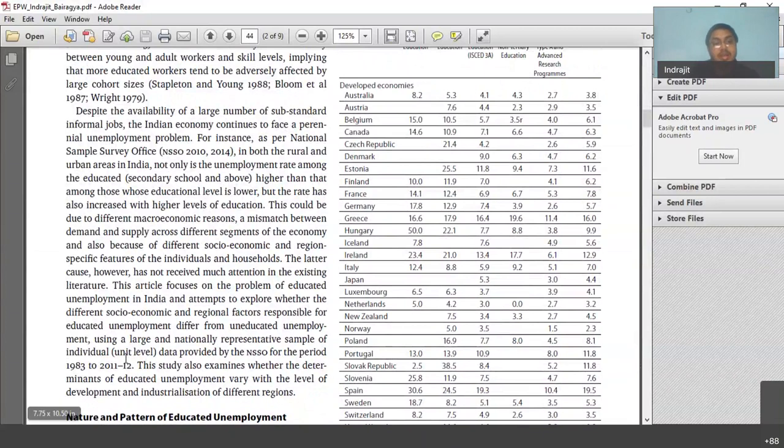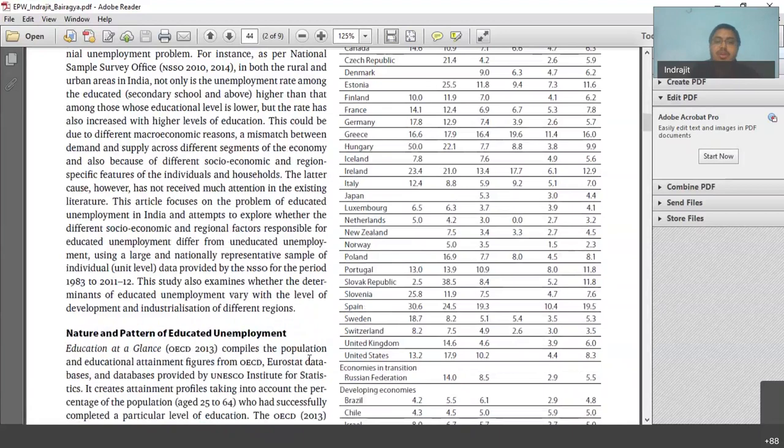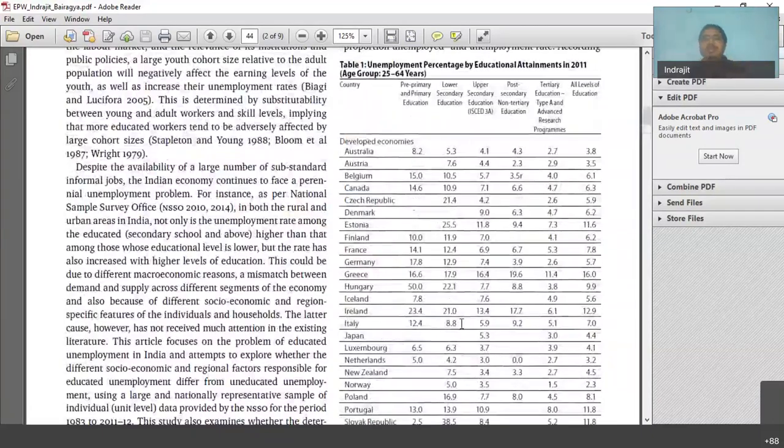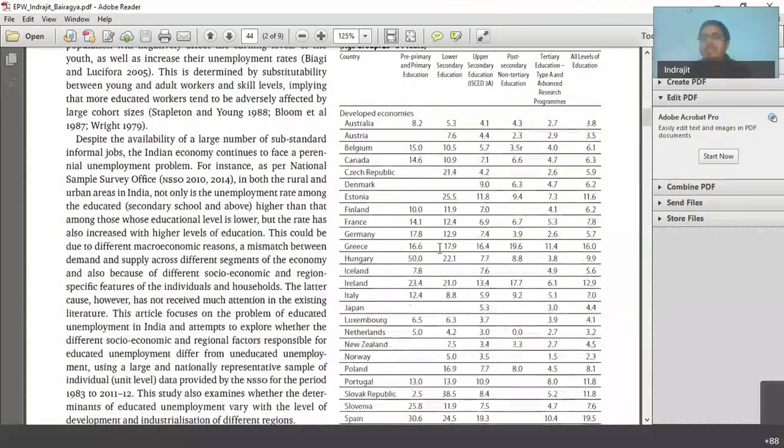So here only I am mentioning that the analysis is done using a large and nationally representative sample of individual data provided by NSSO for the years 1983 to 2011-12. So my analysis starts. Still, I have not gone to this NSSO data. My analysis starts with a glimpse of what is happening with the unemployment rate across different educational levels, in different countries the world over. So here we have seen a pattern.